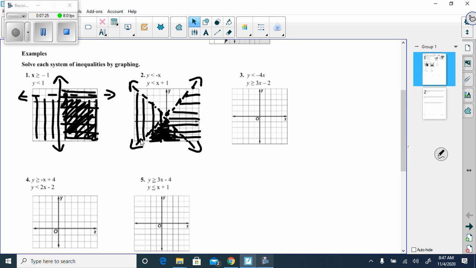Okay. Number 3. First one, where does it start? Good. Okay. And my slope is -4, so what am I going to be doing for my points? Right. 1, 2, 3, 4 over 1. Since it's negative, we know it slants in this direction. Okay. And do I have a dotted or solid line there? Good.